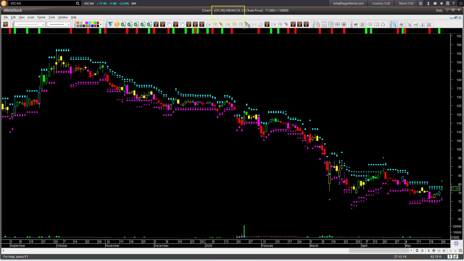This is the same stock, IOC, daily chart. And this time it is using the Q stop loss template. The magenta dots can be used for stop on long positions. Therefore, on Friday, if you entered the trade at this price level, you could put stop at this magenta protection level. That would give a low risk buying opportunity.